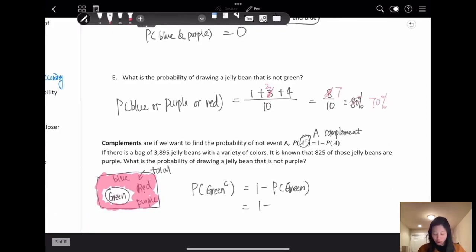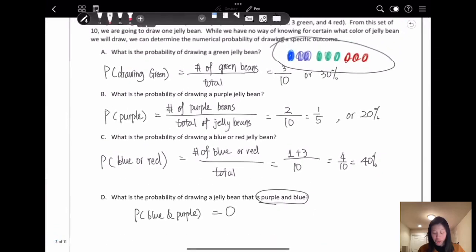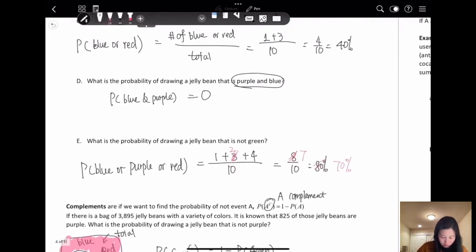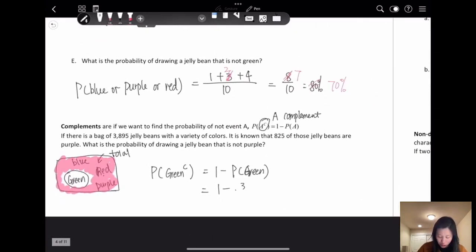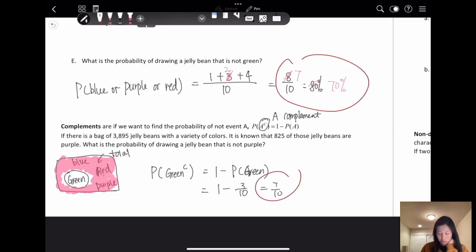So, what's the probability of drawing a green jelly bean? There are 3 jelly beans that are green out of 10. So that means 1 minus 3/10 equals 7/10, which gives you also 70%. The same answer after I corrected it.